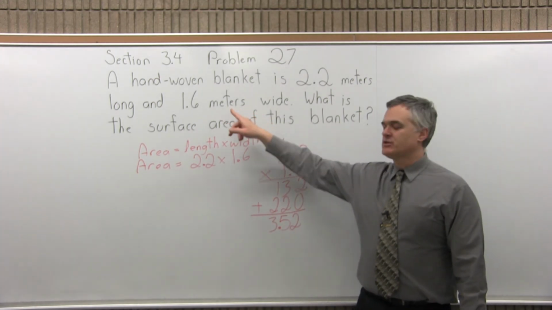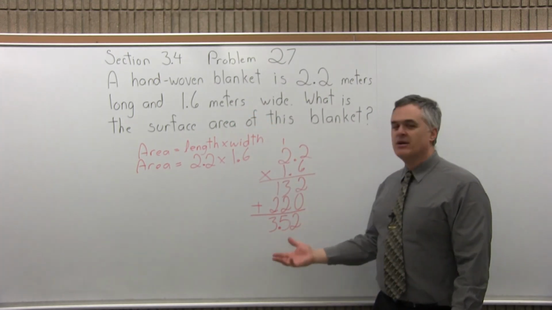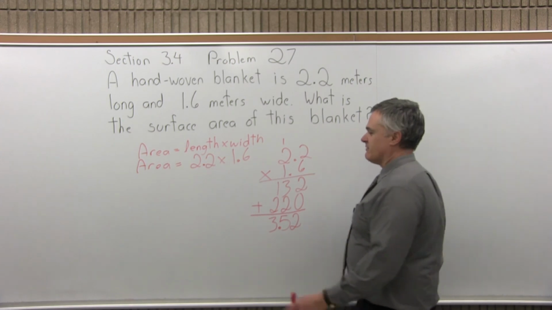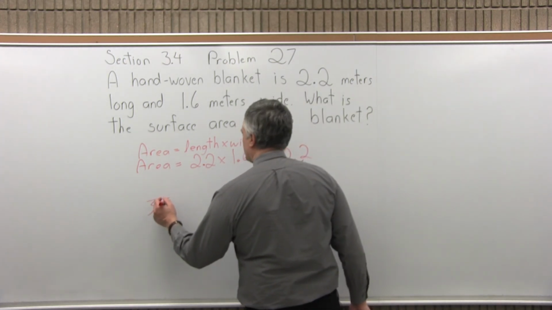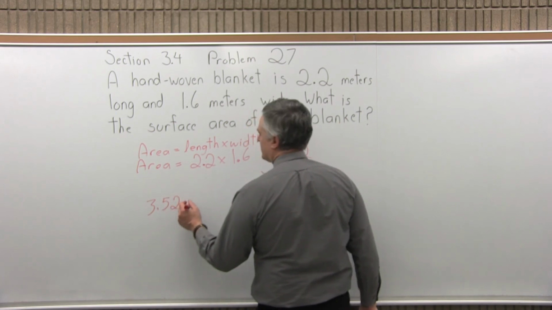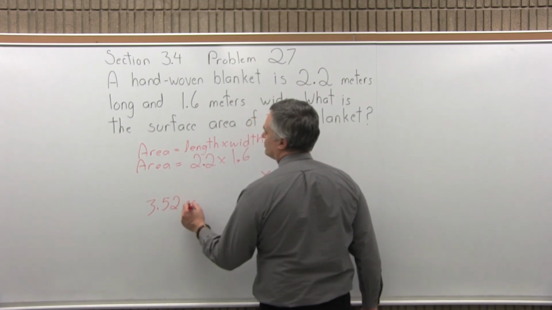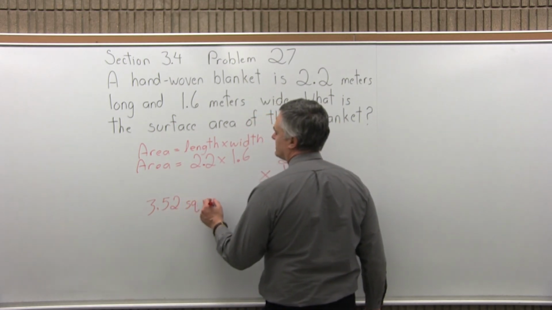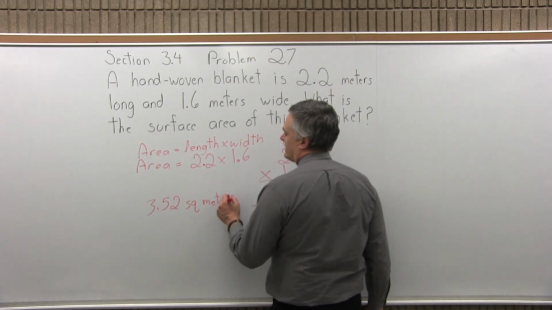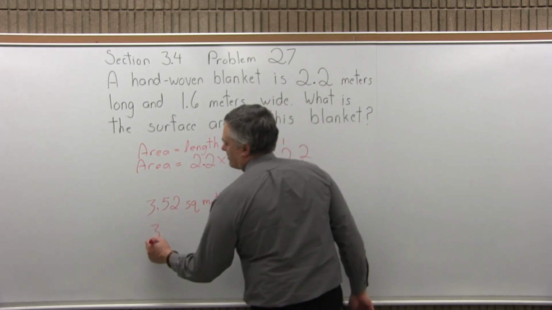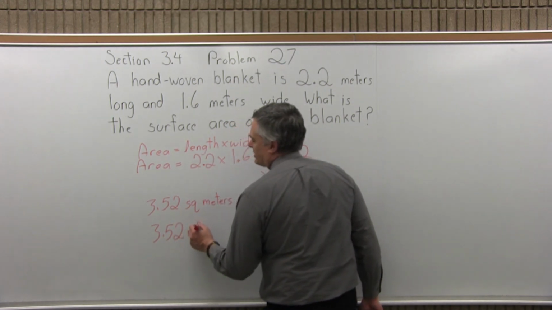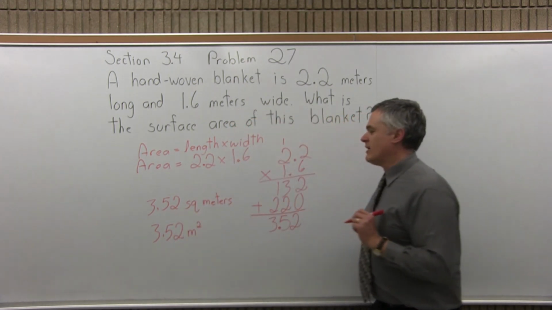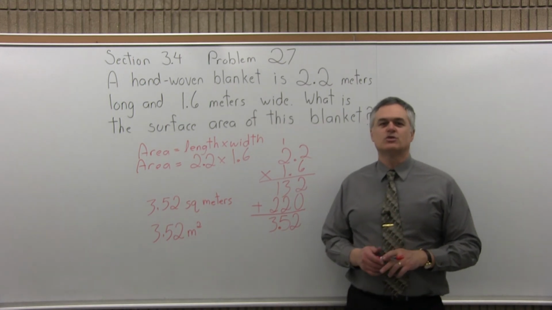Now, this is an application problem. It involves units of measure, so I can't just state a number. I have to give the number with the correct units of measure. So my answer is 3.52. It's not 3.52 meters, because its area is 3.52 square meters, which you can write out like this, or with a pretty standard abbreviation. A lot of people write it that way. Either way, 3.52 square meters.